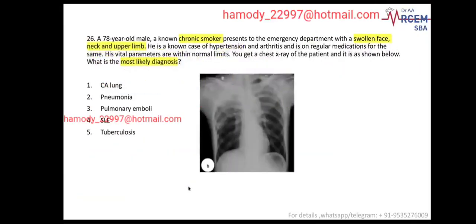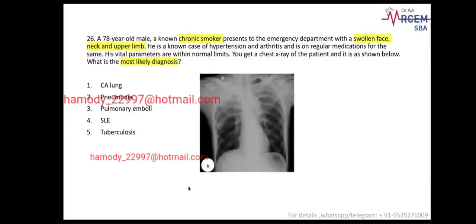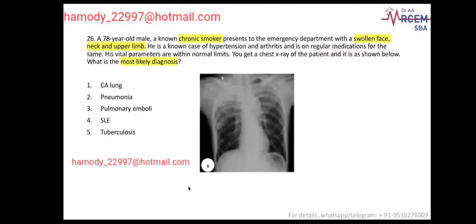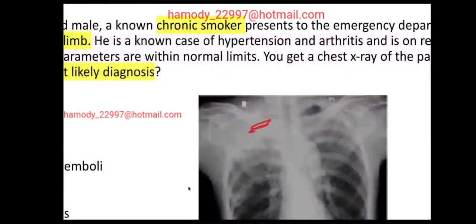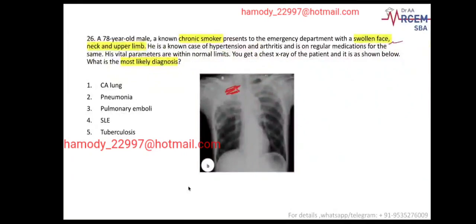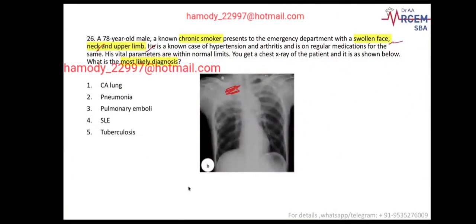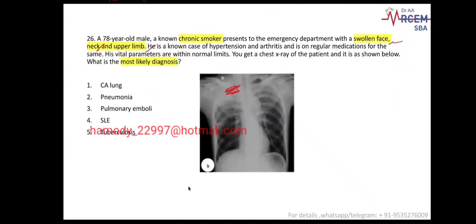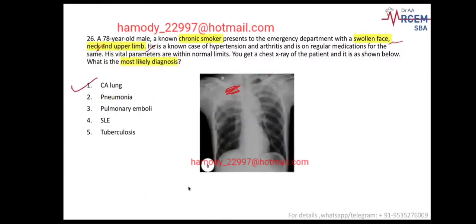A chronic smoker with a swollen face, neck, and upper limb has presented to the emergency department. X-ray has been given. What is the most likely diagnosis? On X-ray, there seems to be a mass in the apical region. Swelling over the face, neck, upper limb is more suggestive of an obstruction of the superior vena cava. Why does this obstruction usually happen? Because of a cancer, apical cancer of the lungs. So the right answer here is CA lung.